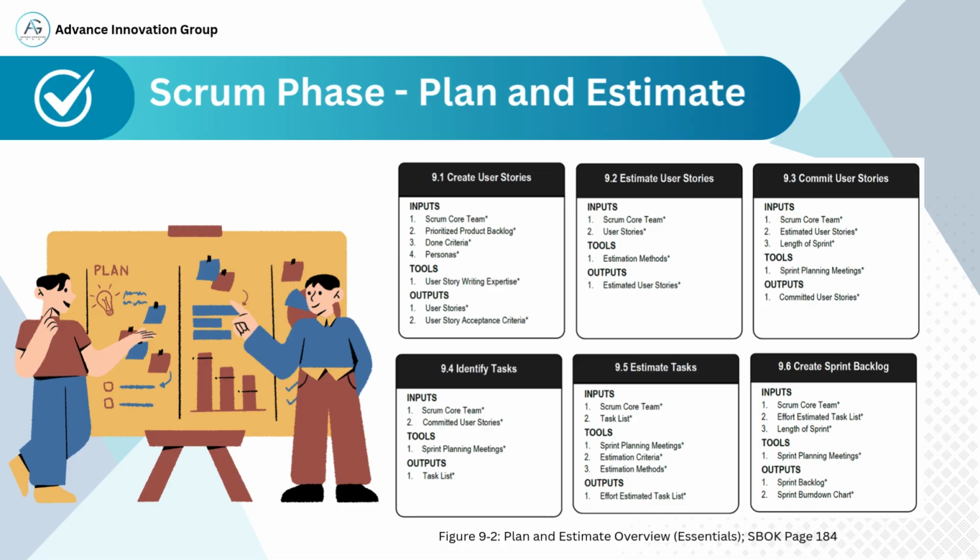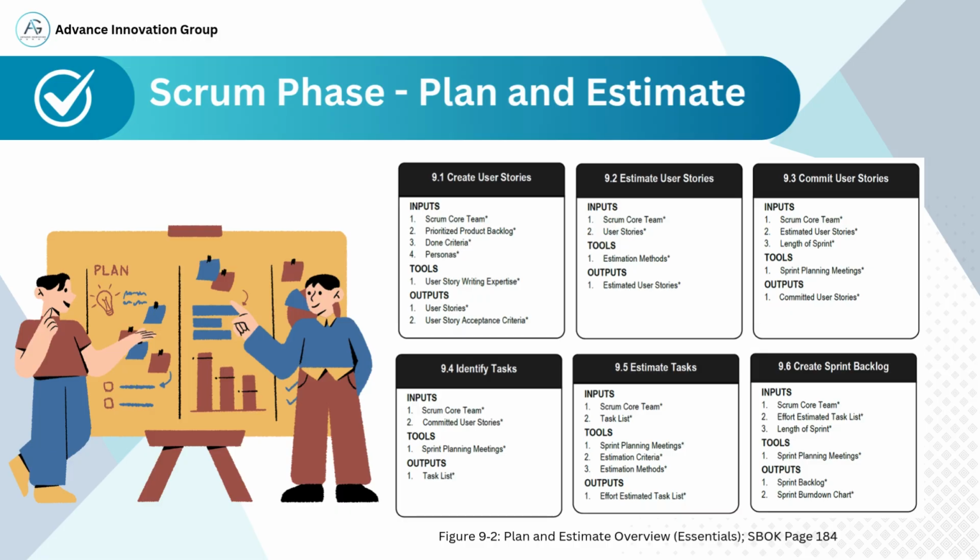3. Commit user stories. The team decides which stories they can commit to delivering in the upcoming sprint based on their capacity. 4. Identify tasks. For each committed user story, the team breaks down the work into smaller, actionable tasks. 5. Estimate tasks. These individual tasks are estimated in terms of hours or ideal days to help with sprint planning. 6. Create sprint backlog. All the selected user stories and their tasks are documented in the sprint backlog.